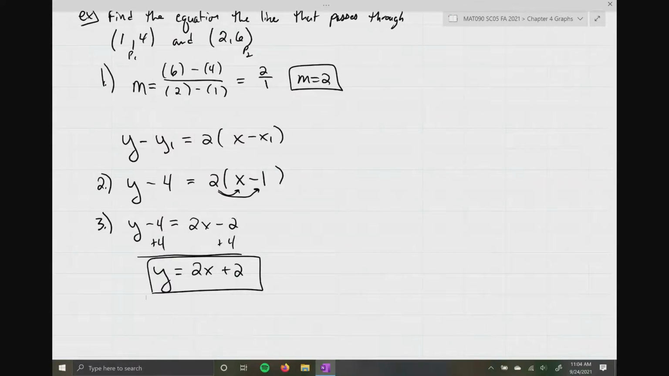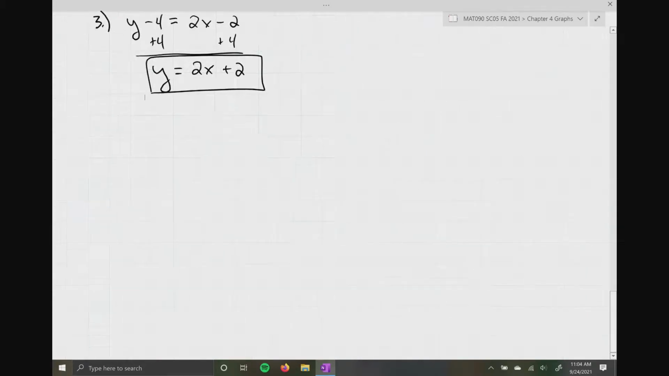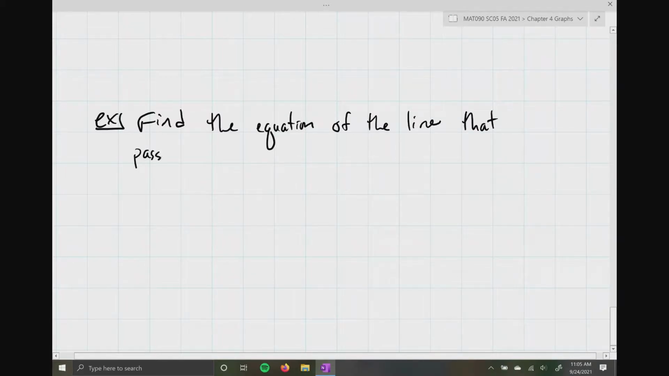All right, so just pick up where we left off. All I want you to do, you don't have to graph. Don't graph. Just find the equation of the line that passes through (-4, -3) and (1, 5).